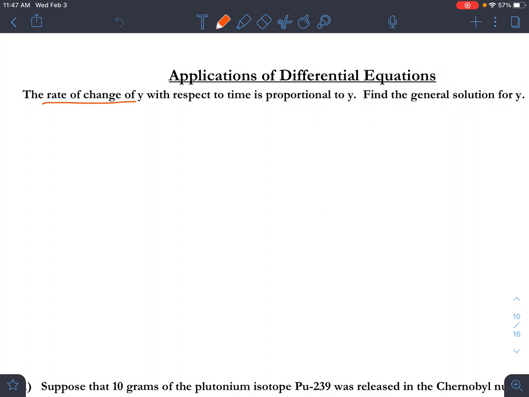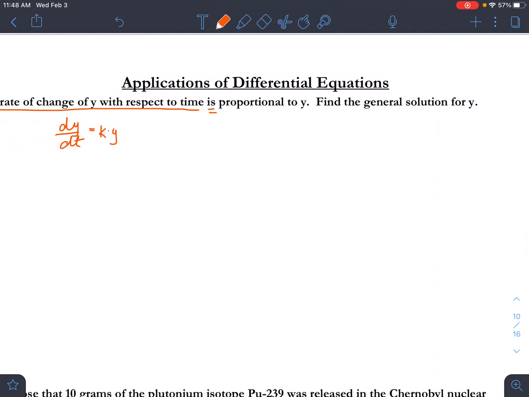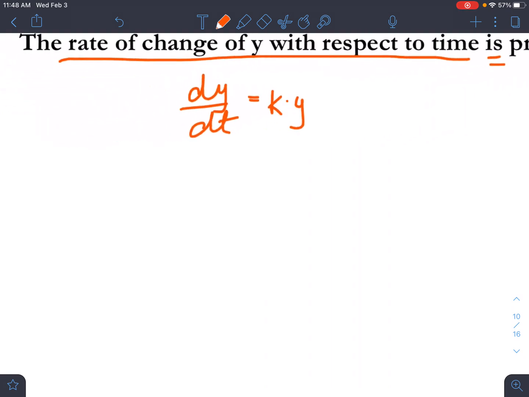So the rate of change of y with respect to time, dy/dt, is proportional to y. If you remember back to Algebra 2, we used a constant of some sort, so k is the proportionality constant: dy/dt equals k times y. Find the general solution for y. Once you've got this written, and if you notice other equations like this coming up, like number 1, we'll actually use what we get as an answer here.